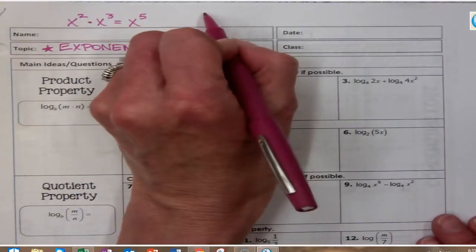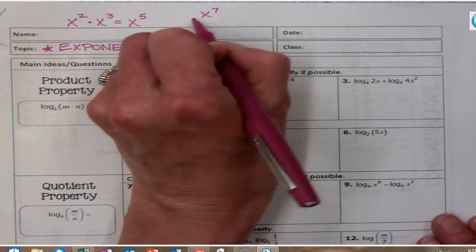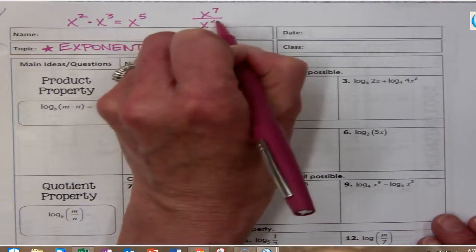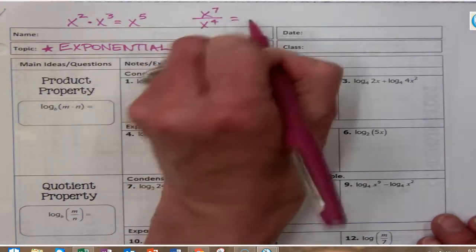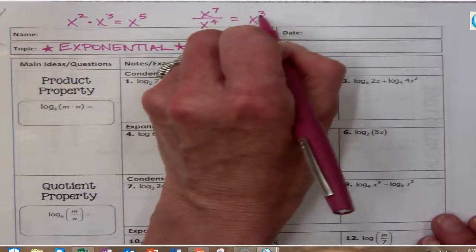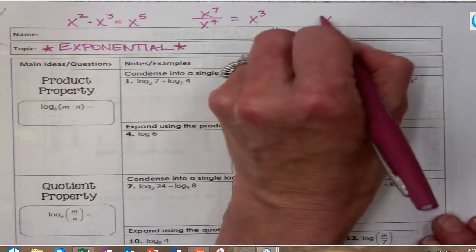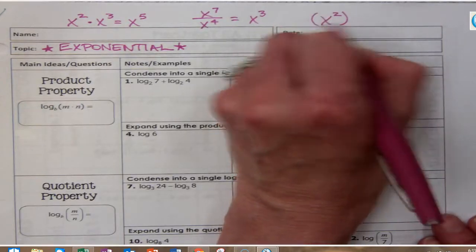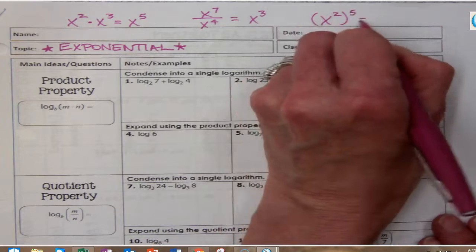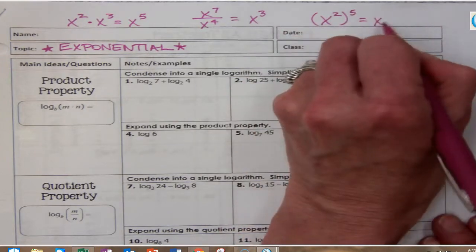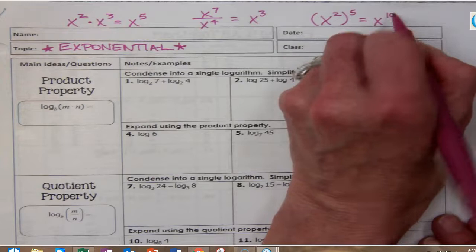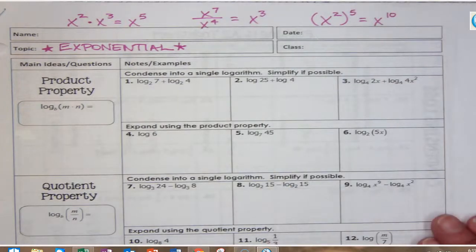We knew that when we took x to the seventh divided by x to the fourth, we subtracted and we would get x to the third. And we also talked about how if you have x squared raised to the fifth power, you multiplied. So that would be 2 times 5, which is x to the 10th power. Those same properties apply with logarithms, so we're going to talk about this in log forms.